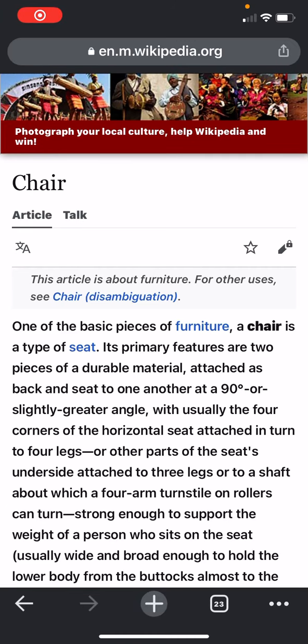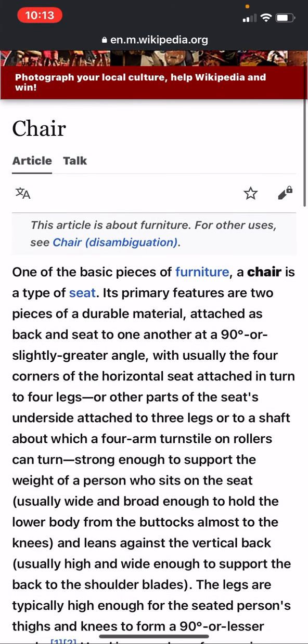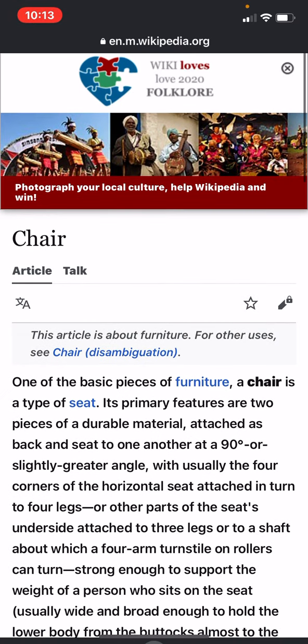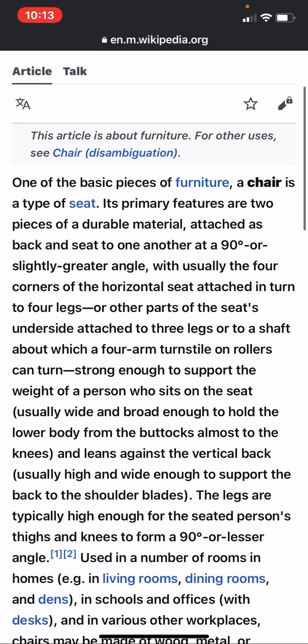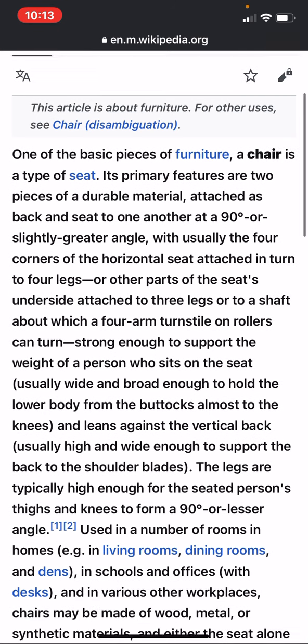Hello, everybody. Today we're going to be reading the Wikipedia on chairs because you can't go wrong with talking about chairs. So, without further ado, let's get started.